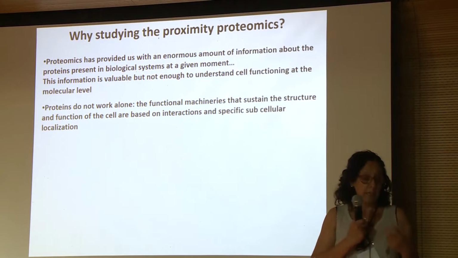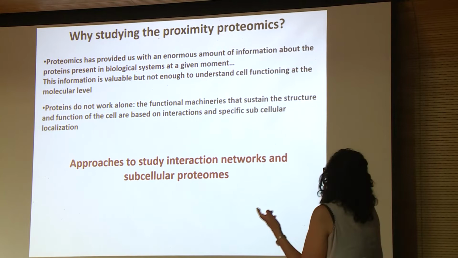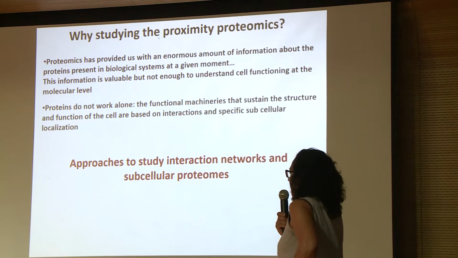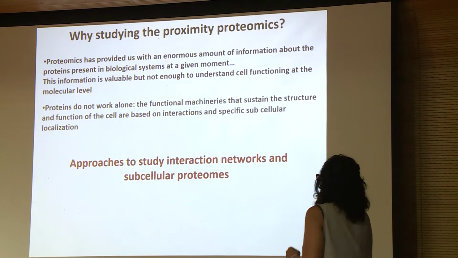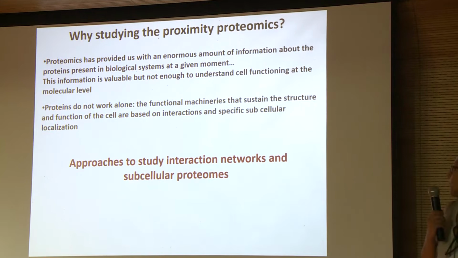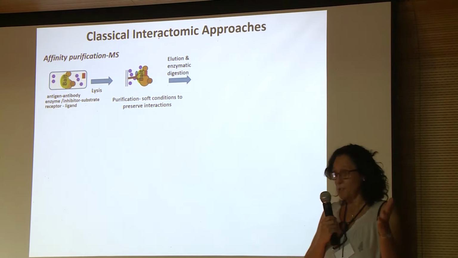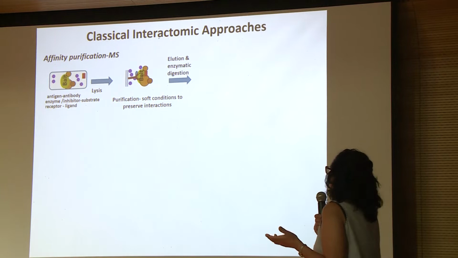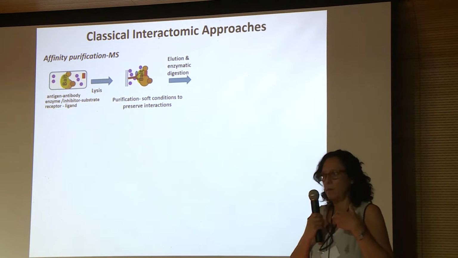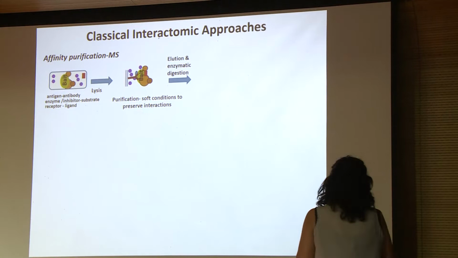So for a long time, many years ago and until now, there are a lot of approaches that are being actively studied and developed to study interaction networks and subcellular proteomes. And one of these approaches is the one I'm going to tell you about today. So, the classical way, and it's still very useful, and you are going to perform this, if I understood correctly, in the practical course, is the classical affinity purification coupled to MS approach that has been used a lot, is really useful to identify partners, but it also has some limitations.